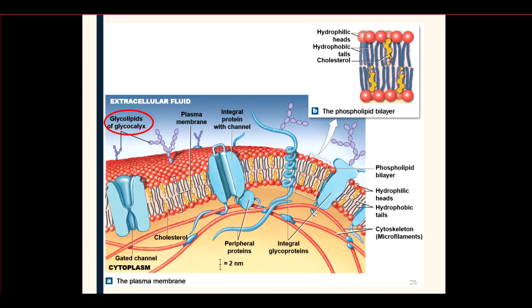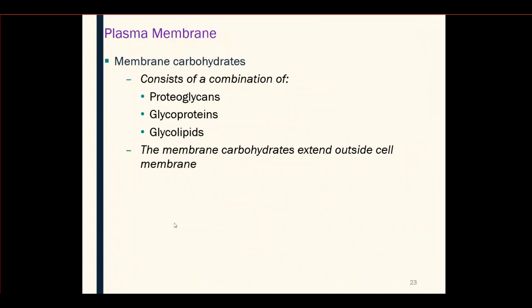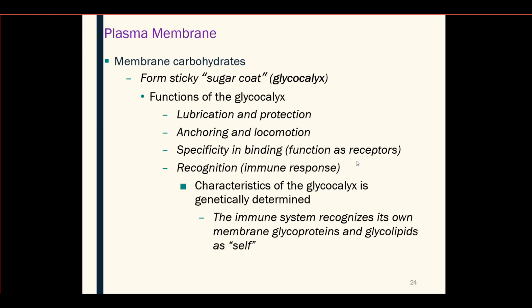How do I know? Glyco means carbohydrate. Remember that sugars we usually draw as these ring structures here. This is glucose, right? These ring structures. Notice these extend outside like an arm, kind of extending into the extracellular fluid. We don't see them on the inside. And that's my comment here. The membrane carbohydrates extend outside the cell membrane. We're only going to see them there.